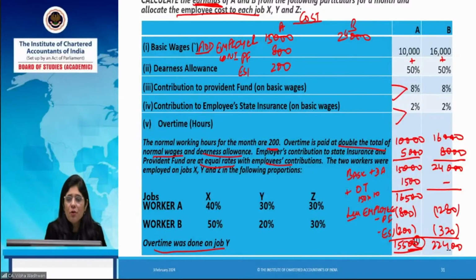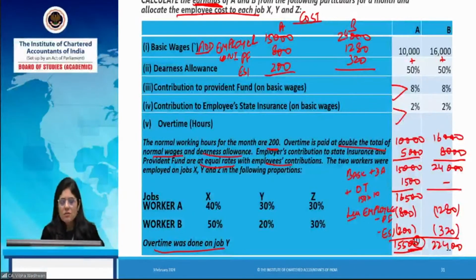The actual cost to the employer is 16,000, not 15,000. 15,000 is being received by the employee, but the employer is contributing 1,000 more for his PF and ESI. Clear? So 1280 and 320 is also the cost to the employer. Clear? This is the total cost to the employer.